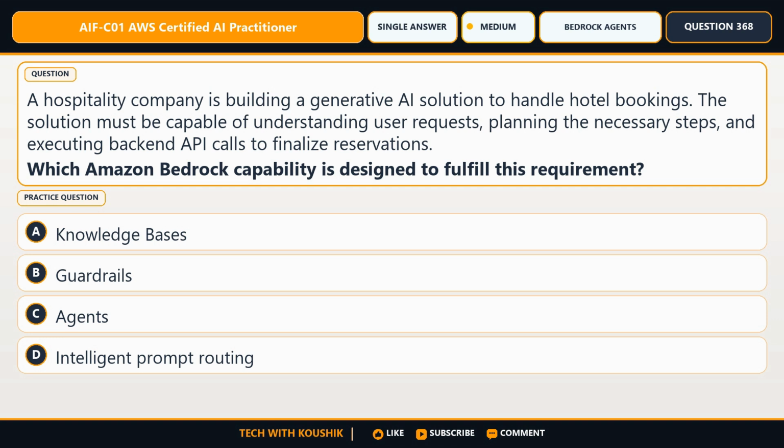Now compare the choices one requirement at a time. Option A is knowledge bases. Option B is guardrails. Option C is agents. Option D is intelligent prompt routing.